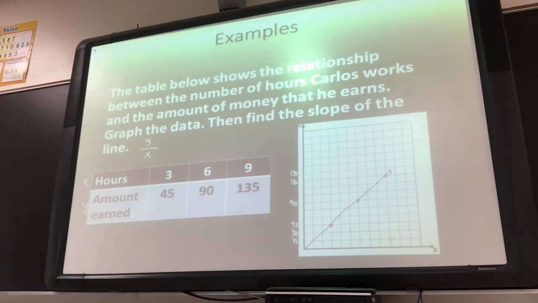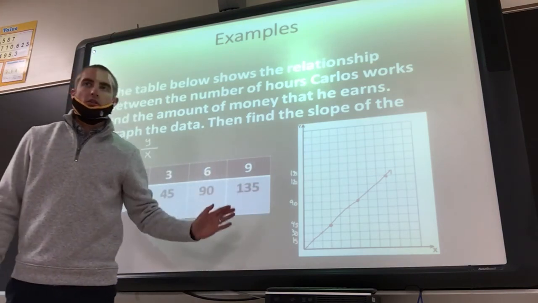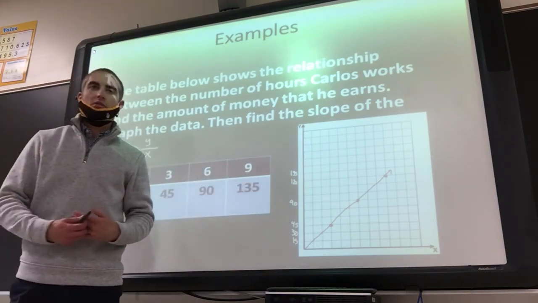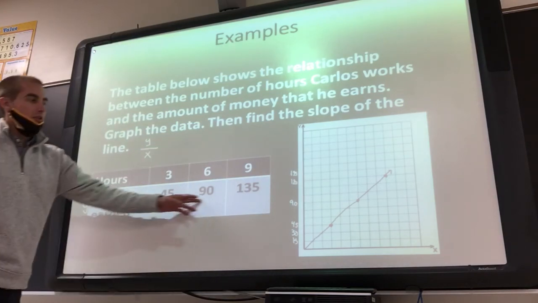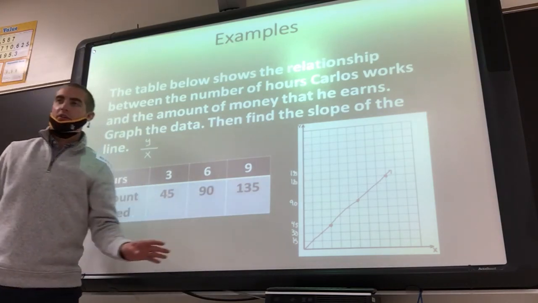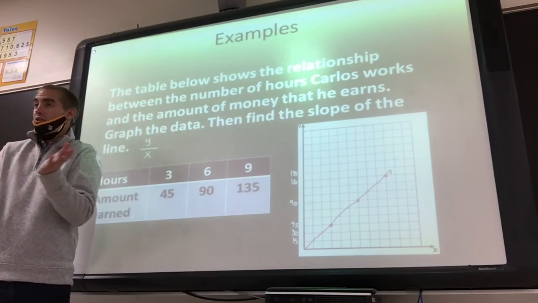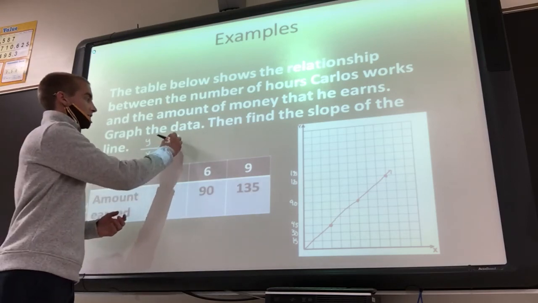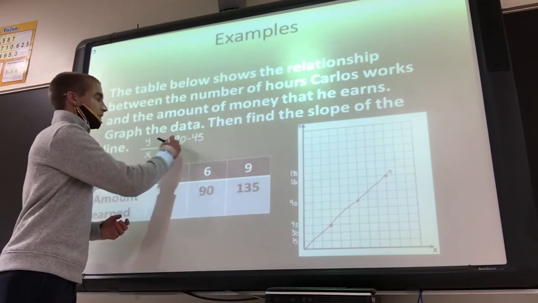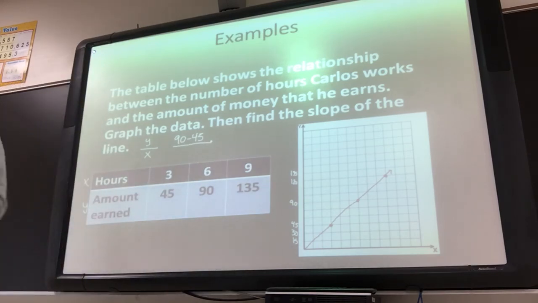Okay, so on this first one, it doesn't really matter how the line looks, but make sure that it's a straight line, make sure that you graph the points correctly. I want to focus more on the slope. So the y values are amount earned: 45, 90, 135. Those are the numbers that you're going to put on the top. And like I said, it doesn't matter what two numbers you pick to subtract. I'm going to do 90 minus 45. But if you pick two other numbers, as you notice, you should still get the same thing.